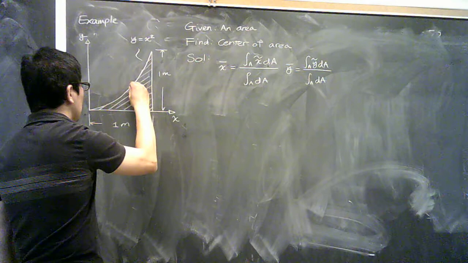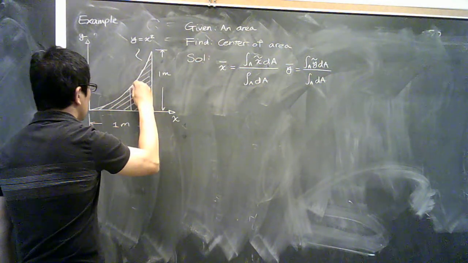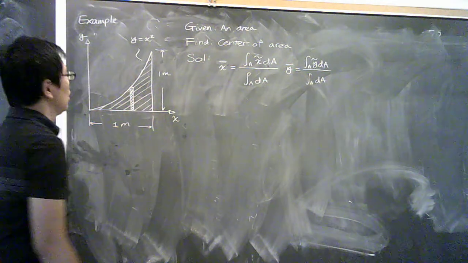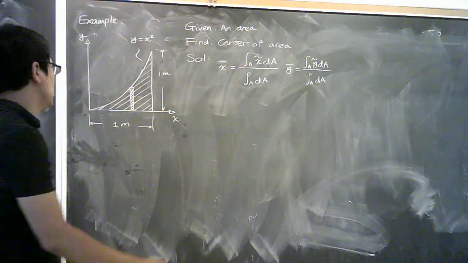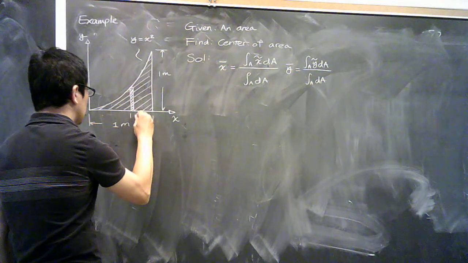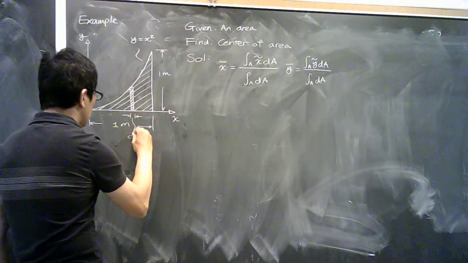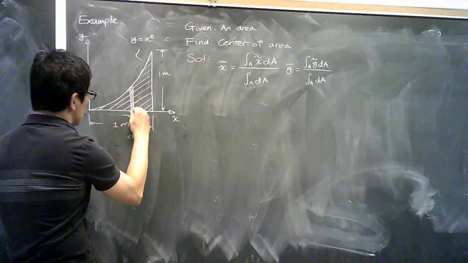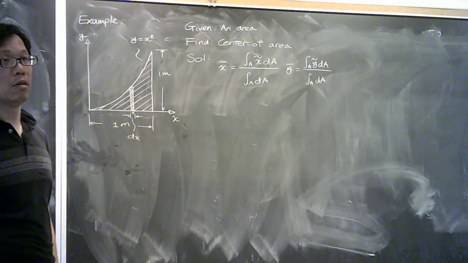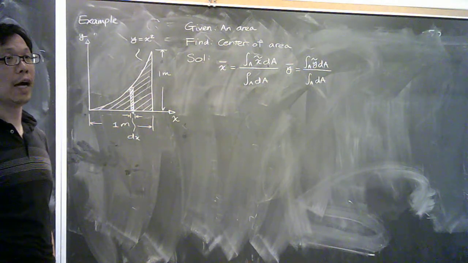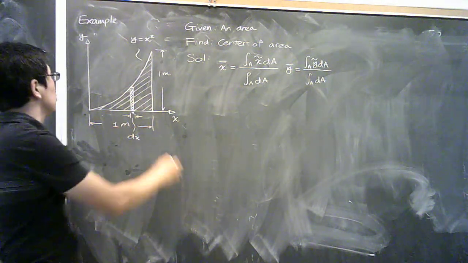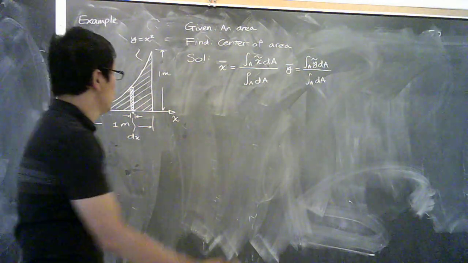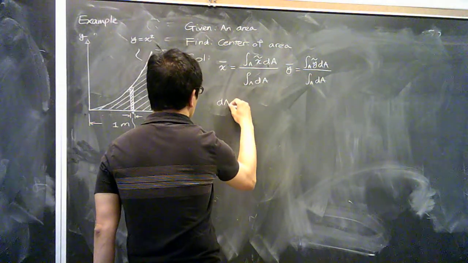So instead of doing that, we cut everything into small slices over here, and call this width dx. If the location of this one is x, can we know the height? Certainly we can, because the formula is given. Does that make sense?